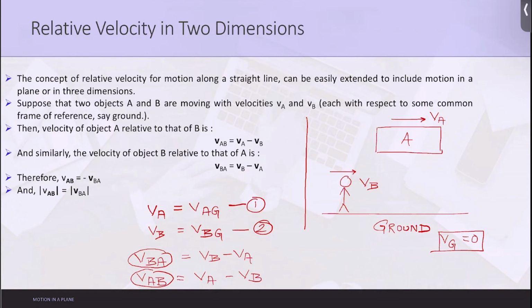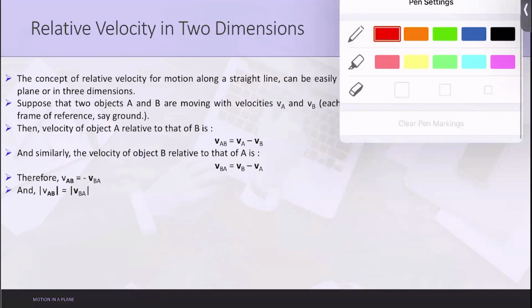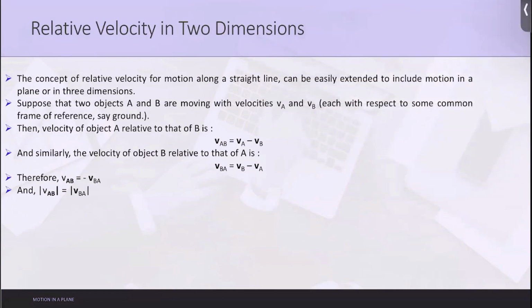Okay. Why is this equal to velocity A? Because this can also be written as VA minus VG, and as VG is equal to 0, this is equal to VA. And similarly in this scenario, this is equal to VB minus VG, and as VG is 0, this can be removed. Okay. Right. So now let us understand whether there is any change in the velocity in two dimensions.